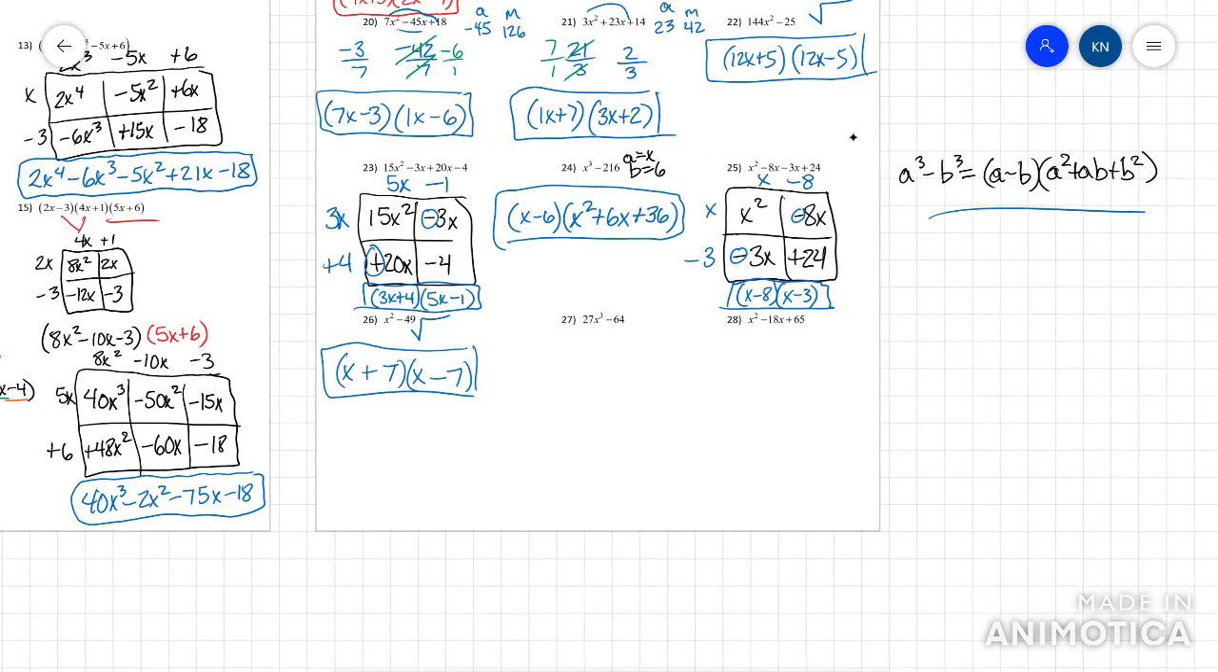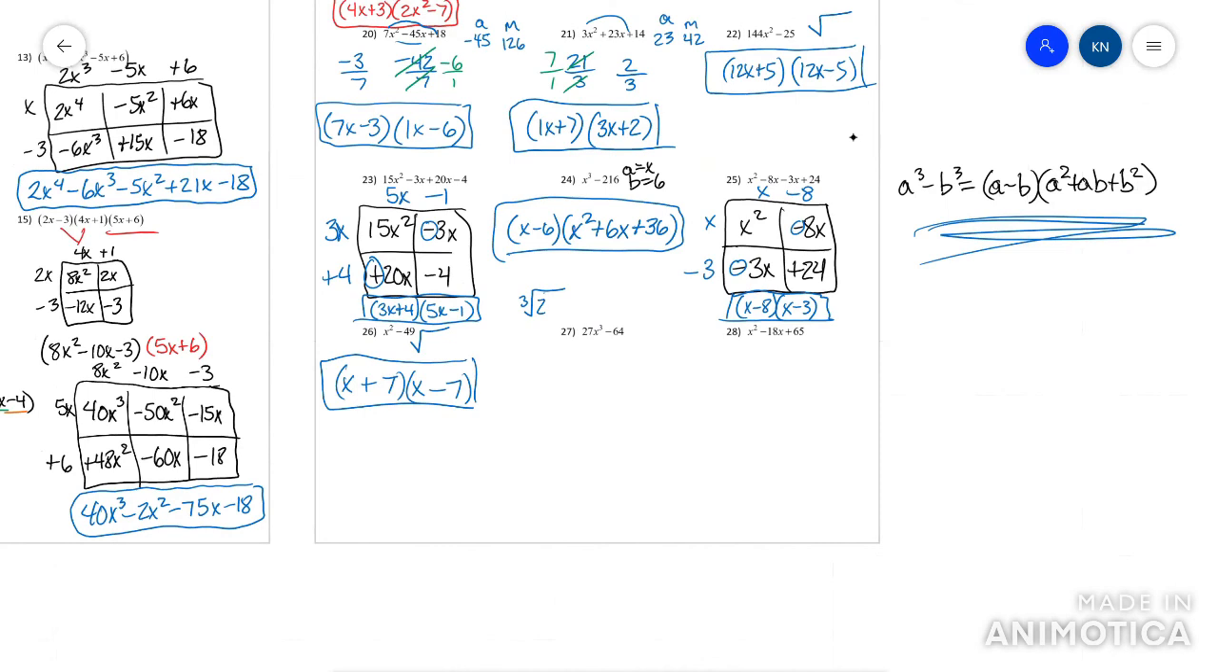All right, the next one is a difference of cubes. So I'll be using this equation to the right again. I just got to go get a and b. So I'm going to cube root these things. 27x cubed. Cube root of that would be 3x. And I'm going to cube root the 64, which is 4. And now I just plug it into this equation. So it'd look like this. 3x minus 4, 3x squared plus 3x times 4 plus 4 squared.